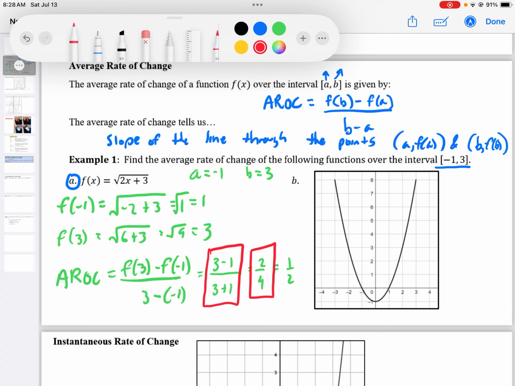Actually, we could leave it right here. And we'll talk more about where you can leave it off, but anywhere you can just stop, you're going to get full credit if you leave it right there, which is kind of nice. You make mistakes.